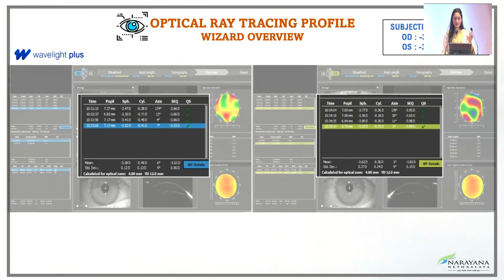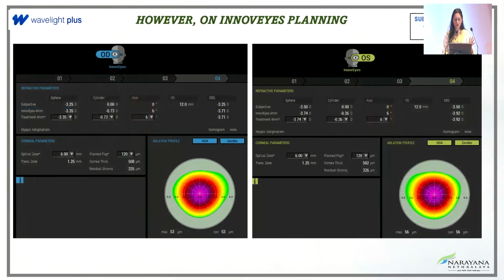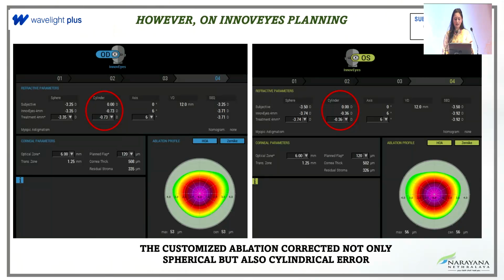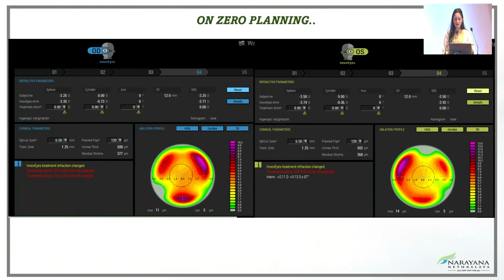That means if I just go ahead and do a wavefront optimized treatment for this patient, it's not going to help me. I need to do something more customized for this patient, which will probably help the patient have a better quality of vision. So we went ahead and did the Wavelight Plus for this patient, and we did correct the cylinder it was picking up on the InnoVis Sightmap, which was 0.73 for the right eye and 0.36 for the left eye, and we went ahead and corrected it.